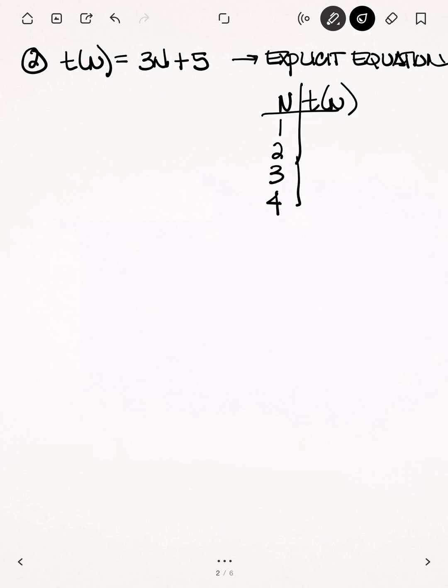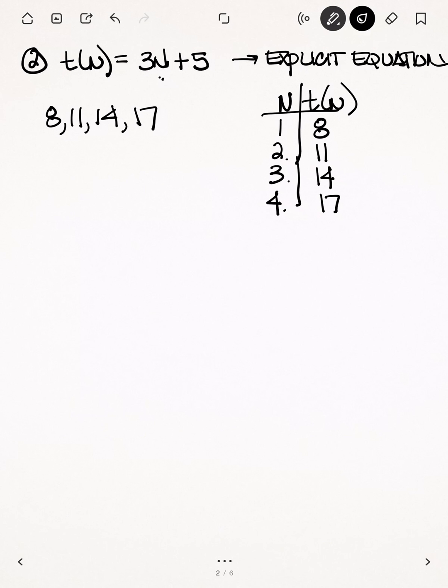If n is 1, I plug it into the equation and I have 1 times 3, which is 3, and 3 plus 5, which is 8. I plug in 2. 2 times 3 is 6, and 6 plus 5 is 11. I plug in 3. 3 times 3 is 9, and 9 plus 5 is 14. And I plug in my 4th term, I get 12. 12 plus 5 is 17. So my first 4 terms would be 8, 11, 14, and 17.